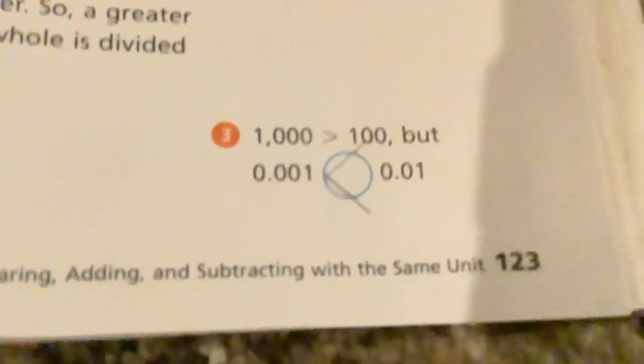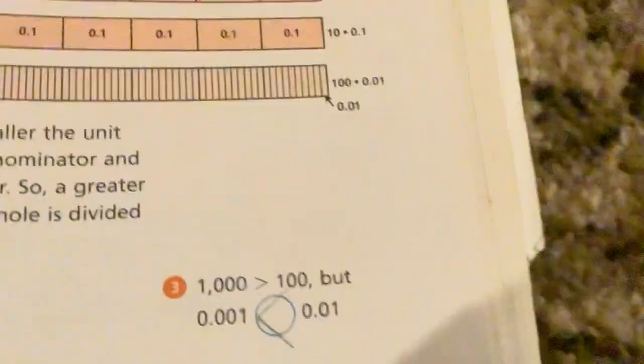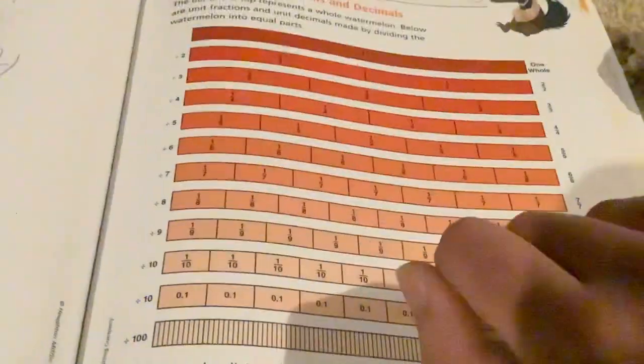Because, in this case, 0.001 would be 1,000th or 1/10th of 100th. However, 0.01 is equivalent to 100th. So 1,000th is less than 100th. Wow, that's very nice. Ranging from tiny to large. That's very cool. Yes, it is very cool.